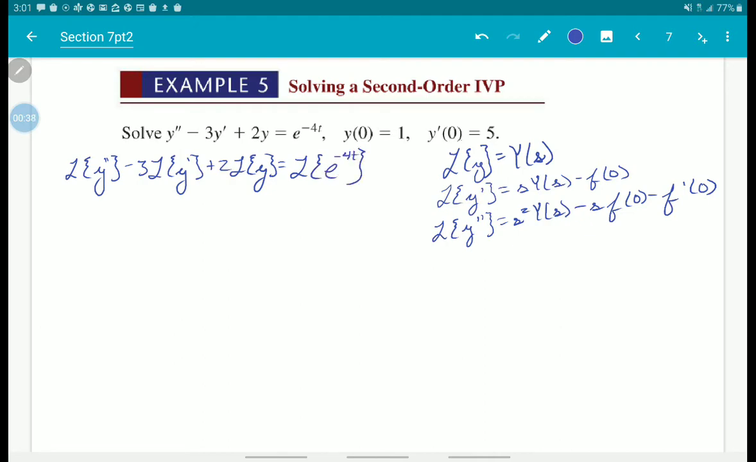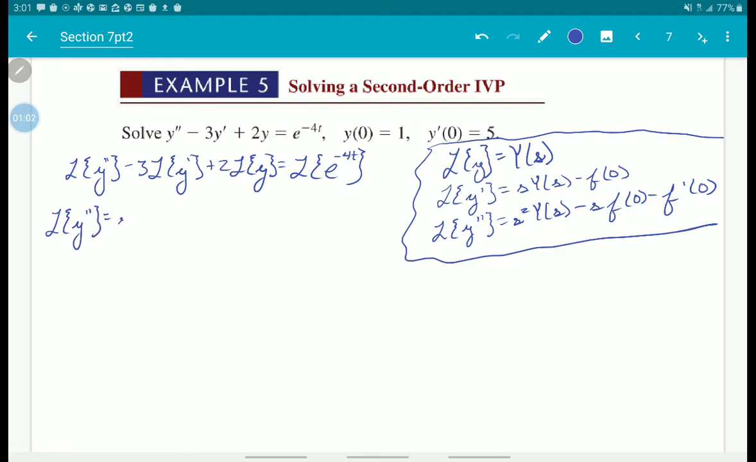So there's what we have. Now, this information came from the theorem on the other page, theorem 722. So let's apply this, taking those Laplace transforms. So the Laplace transform of y double prime is going to be s squared Y of s minus s times f of 0, and our f of 0 is 1, minus f prime of 0. F prime of 0 in this case is 5.